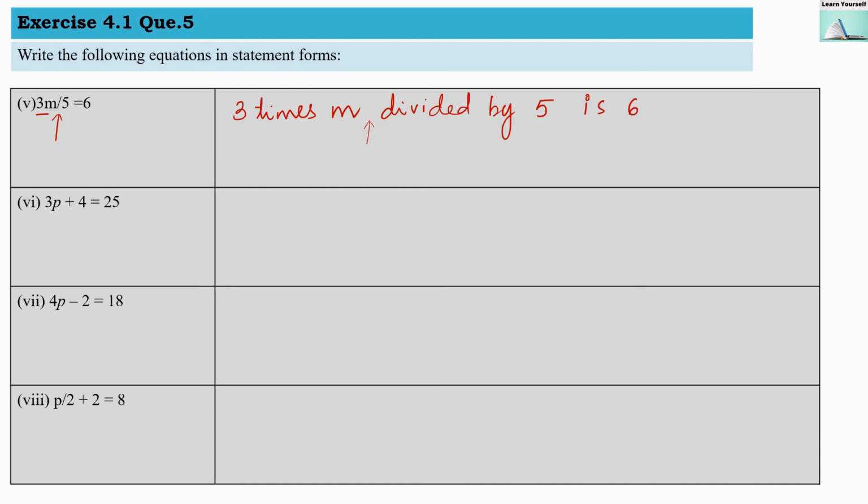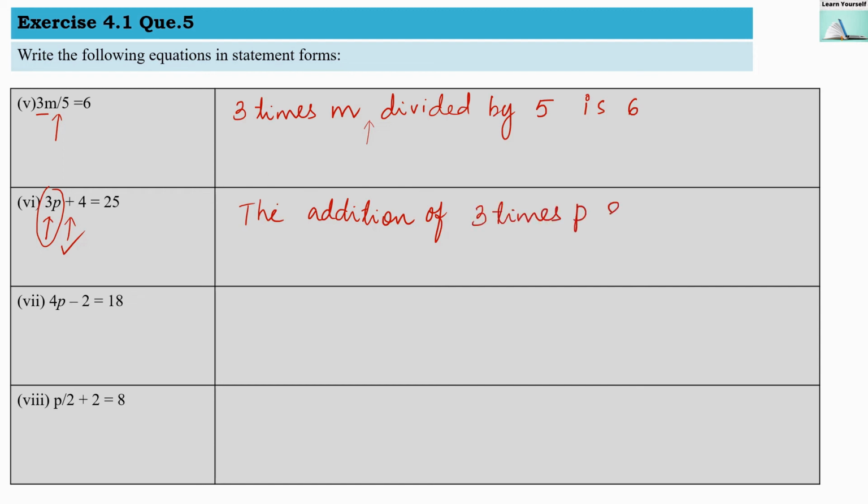Sixth one, 3p plus 4 equals to 5. So here one multiplication is also there and addition is also there. So let us first address this multiplication, that 3 times p. So both the things we have to address in our statement. Let us first address our addition. That first, the addition of two numbers. Which two numbers? 3p. That means 3 times p.